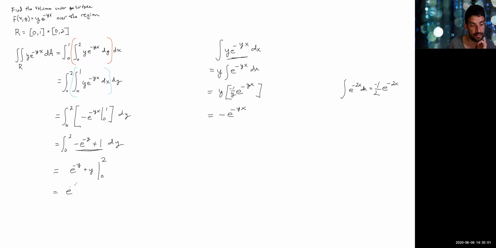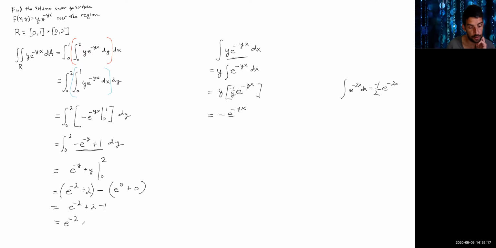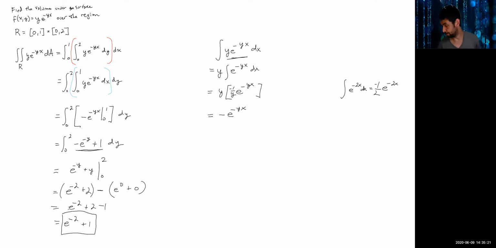So we'll get e to the negative 2 plus 2 minus e to the 0 plus 0, which is e to the negative 2 plus 2 minus 1, or e to the negative 2 plus 1. And that should be the volume of the region of the shape that we're talking about here.